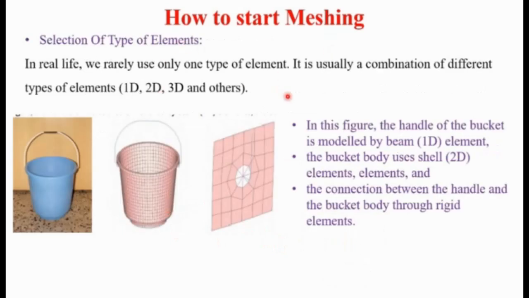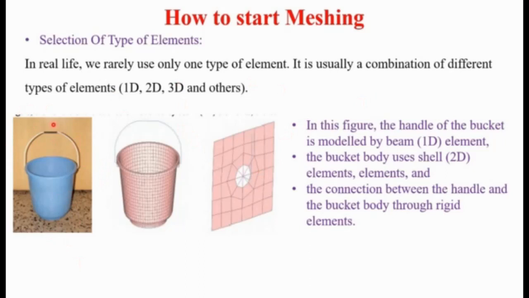Then selection of the type of the elements. Again, selection of the type of the elements in meshing is very much important, because in real life problems we rarely use one type of the element only. We usually have to use a number of elements, that is 1D, 2D and 3D and some other elements as well. Here we can see use of this combination of elements is required. Here the real life problem is shown.